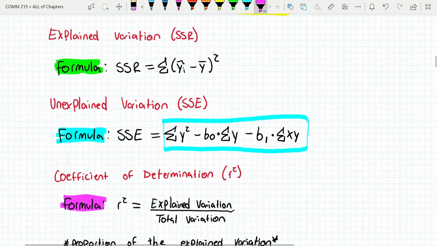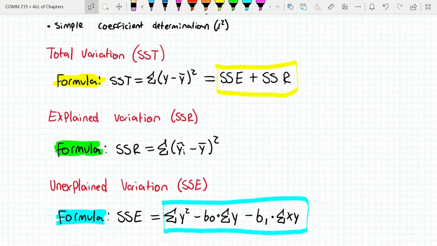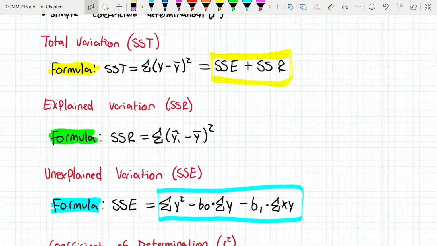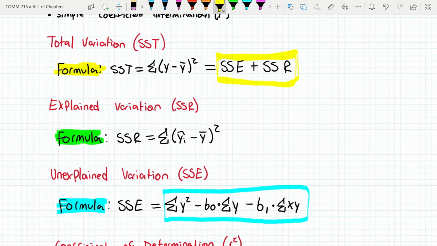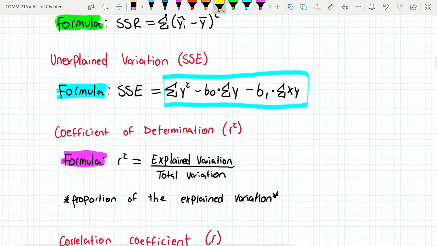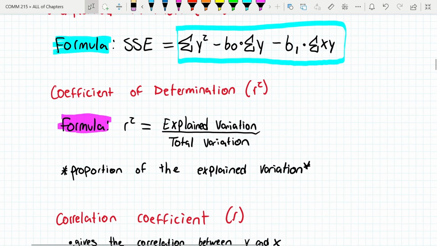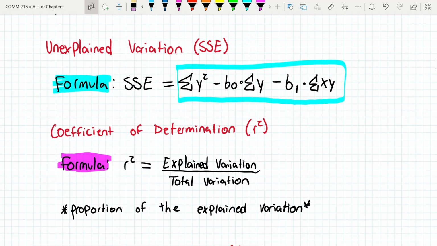I'll explain this really quickly. Let's say you have your SSE, your unexplained variation, and your explained variation, SSR. You can find your total variation by doing what I said in yellow, SSE plus SSR. You don't have to do all these calculations here on the left; you just combine everything together. So the formula for r squared is the explained variation divided by the total variation. It's the proportion of the explained variation, so your SSR divided by your SST.